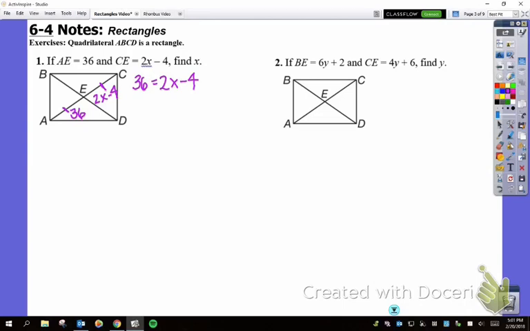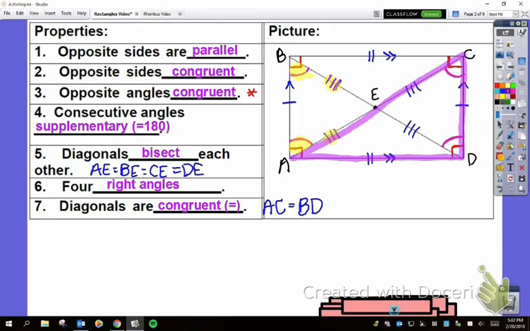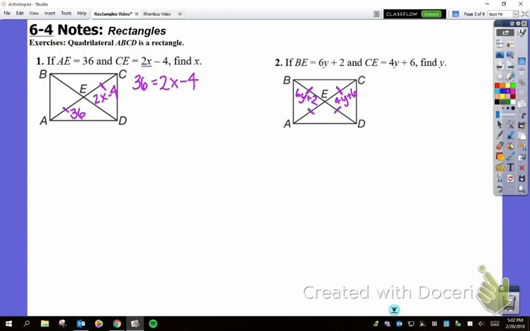Okay, on number 2 it says if BE is 6y plus 2 and CE is 4y plus 6, find y. Now, if you remember from our picture right here, we know that all 4 of these pieces are equal to each other. So again, we can set up our segments as 6y plus 2 equals 4y plus 6, and then you would just solve for y from there. Okay, so those were both dealing with our diagonals.